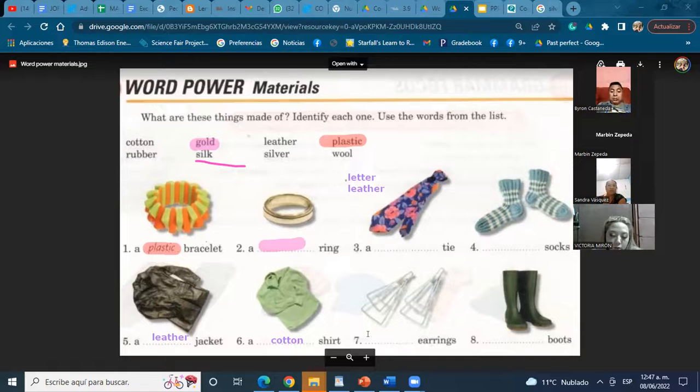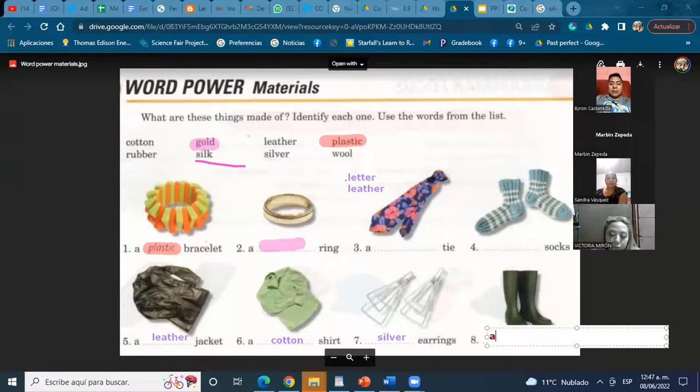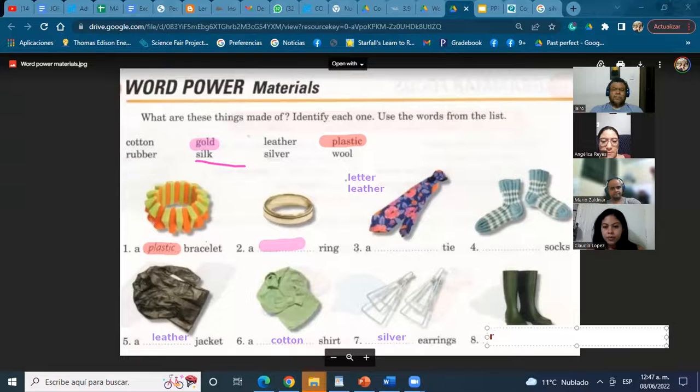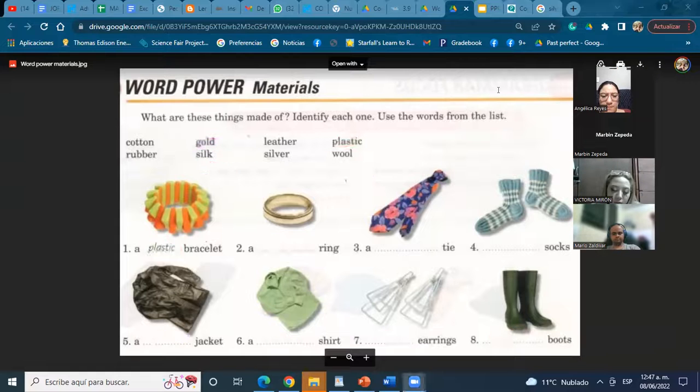These are earrings. Silver earrings. Awesome. And finally. Rubber boots. I wouldn't say a because a means one, guys. So only rubber boots. Yeah, without a. Okay. Is that clear?